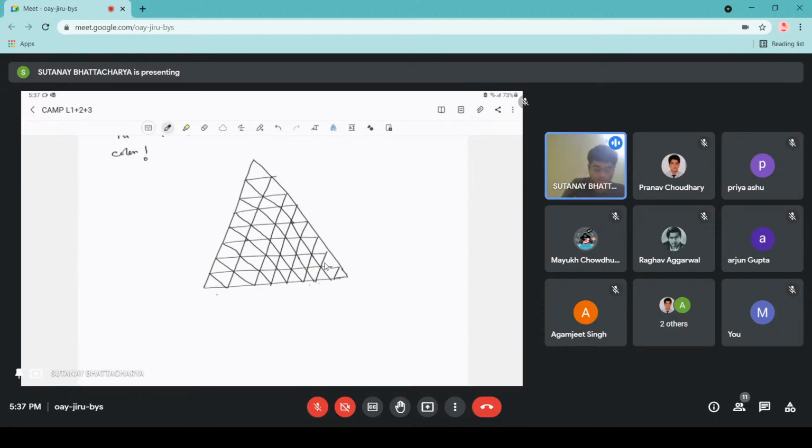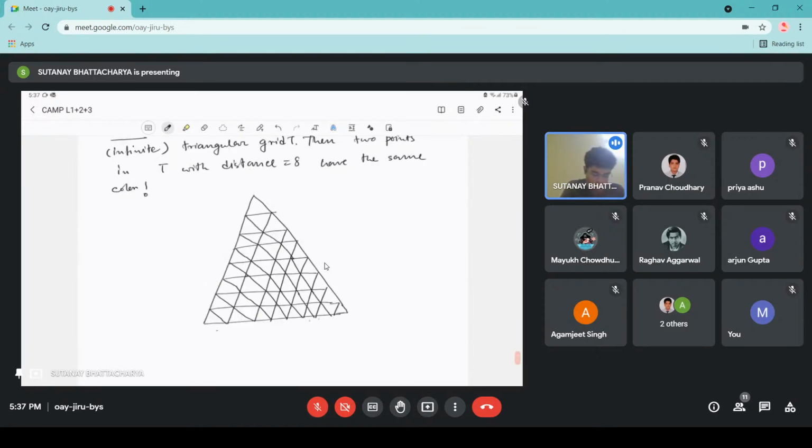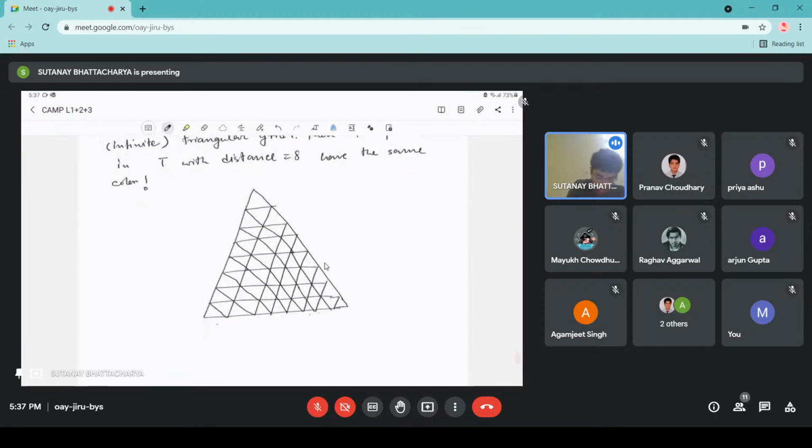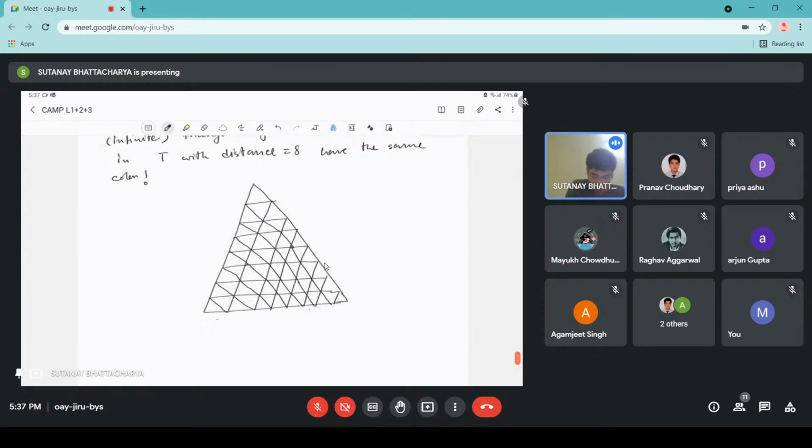Now, if 2 points do have a distance of exactly 8 units, then you can actually prove that they are on the same line. So it can't be anything like this and this. This is just pure number theory based on the calculation we did above. I'll leave the details to you.